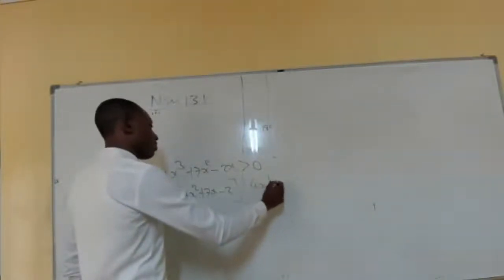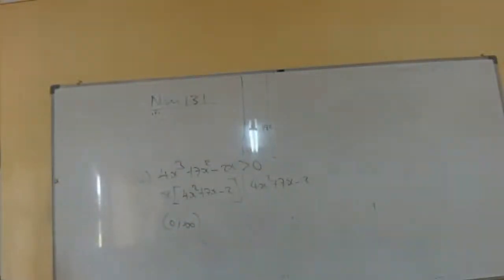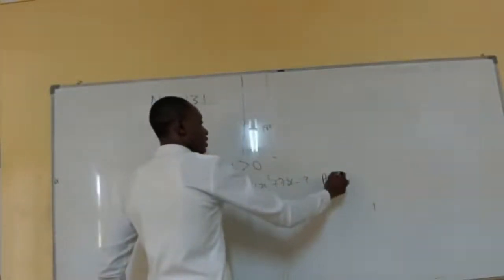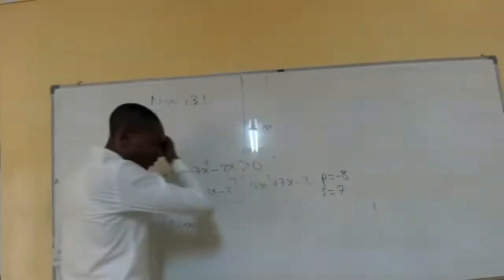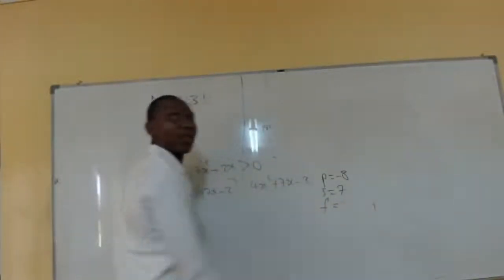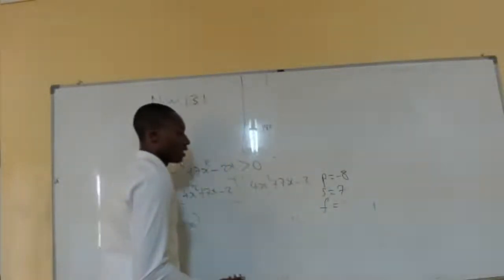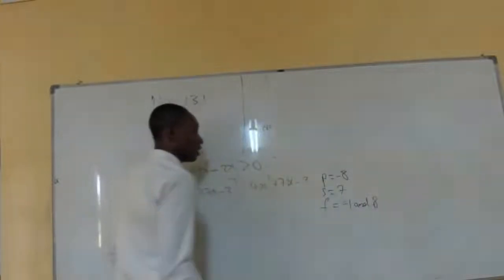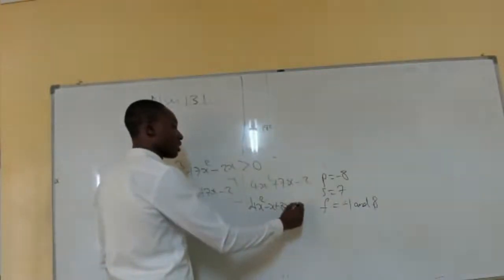4x squared plus 7x minus 2. Product is -8 and sum is 7. So what are the factors in question? The factors are 1 and 8, but the 1 will be negative and the 8 will be positive. So now we have 4x squared minus x plus 8x minus 2.